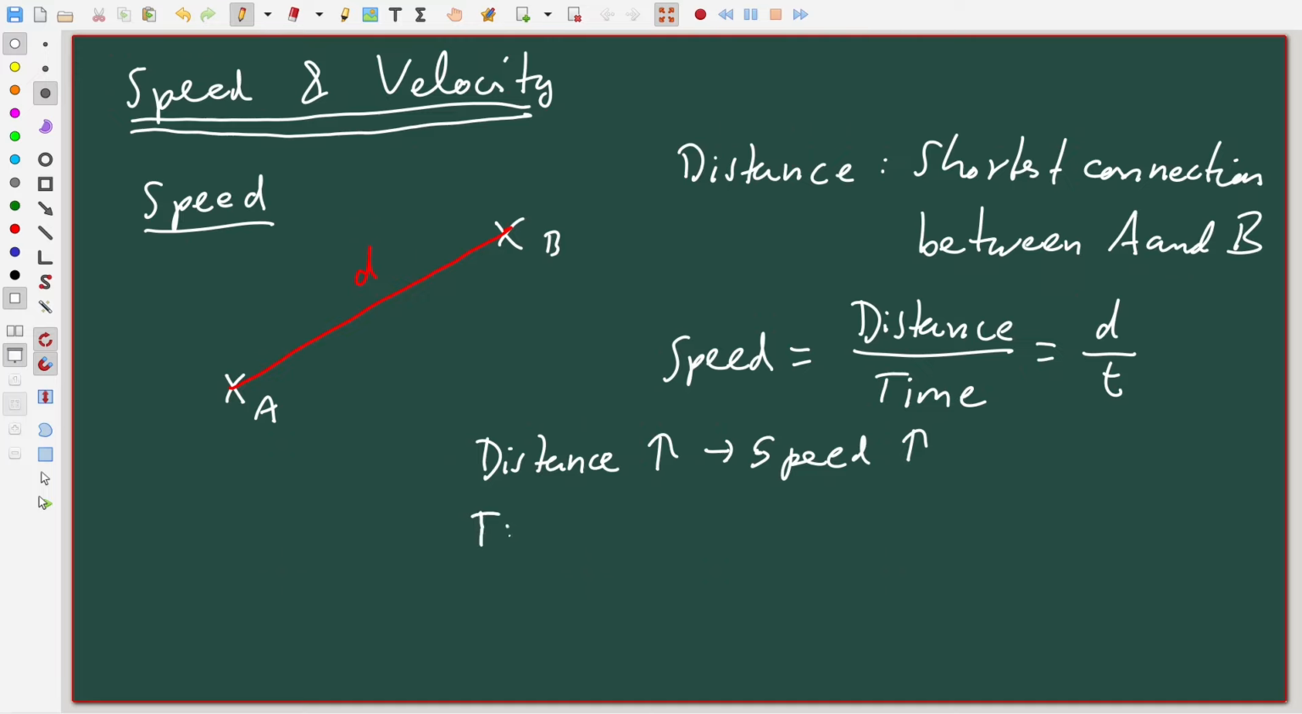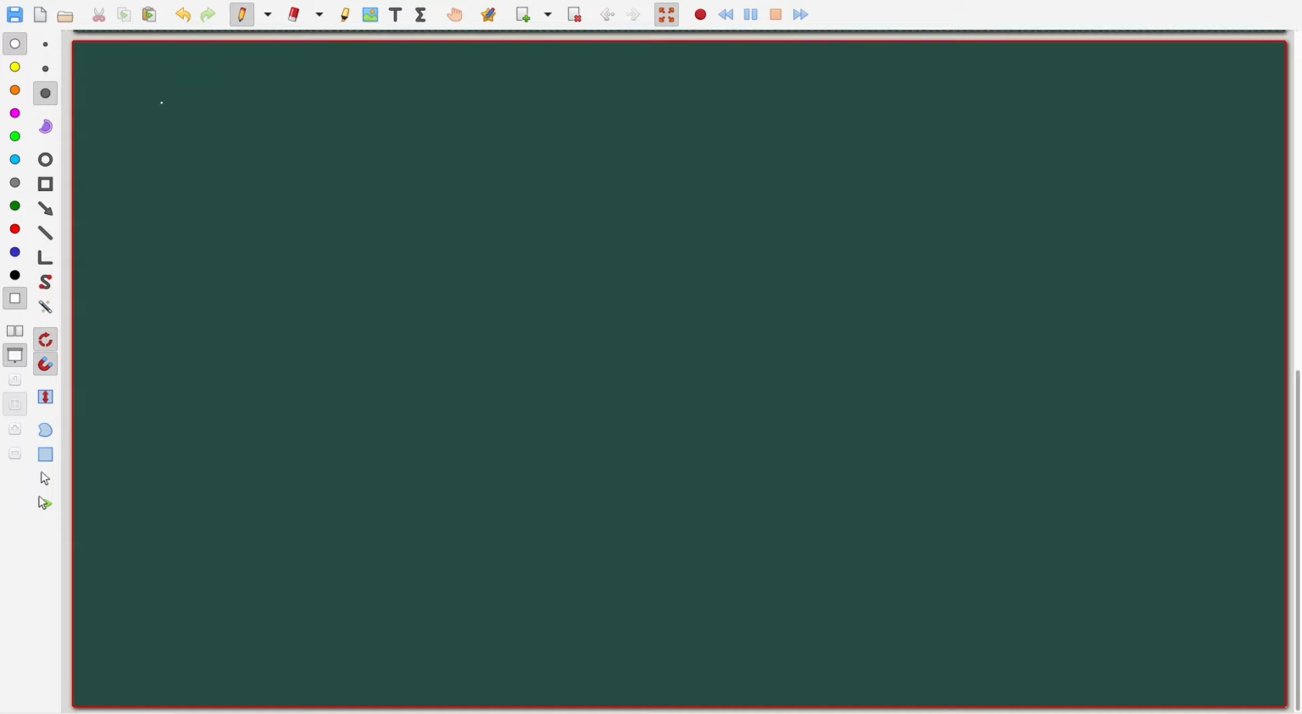And if, on the other hand, the time that this object needs increases, then, because time is standing in the denominator, the speed actually decreases if the distance is constant. Which means that the object is just moving slower. And we can make a simple example from that.